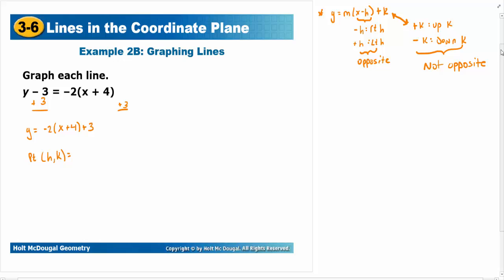So anyway, what we're going to do at this point, we're going to find this h, k. In this case, because it's plus 4, it's always opposite, so it's going to be negative 4, and the plus 3 means it's at positive 3. So negative 4, positive 3 is our point. Remember, this is opposite, this is not. Our slope, that's just going to be rise over run, so let's put a 1 under the negative 2, and we should be able to graph this.